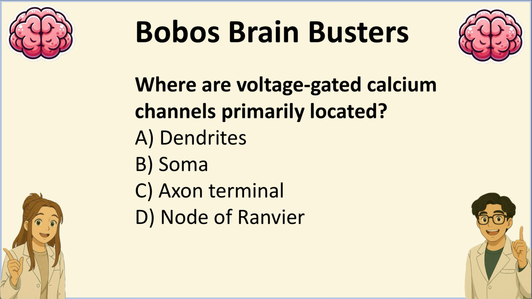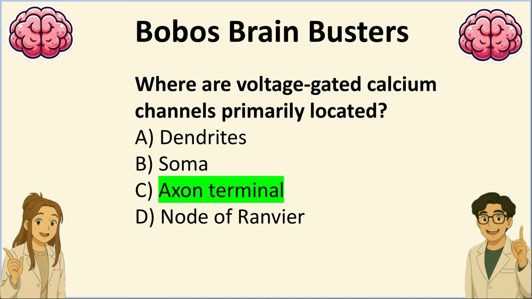Question 2. Where are the voltage-gated calcium channels primarily located? Is it A, in the dendrites, B, in the soma, C, in the axon terminals, or D, in the nodes of Ranvier? And the correct answer is C, in the axon terminals.